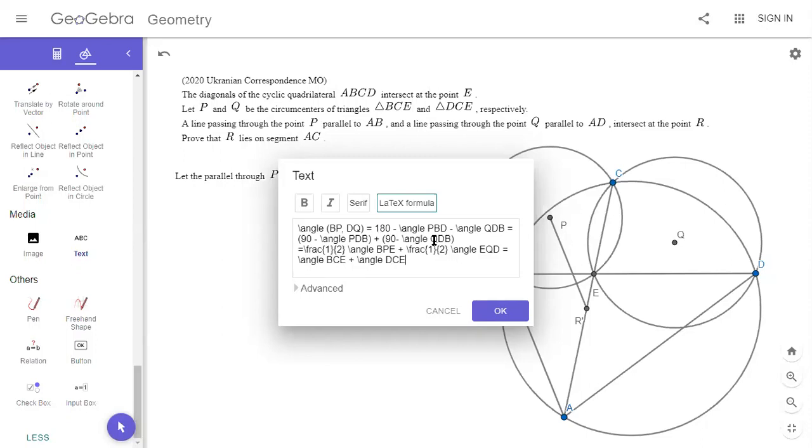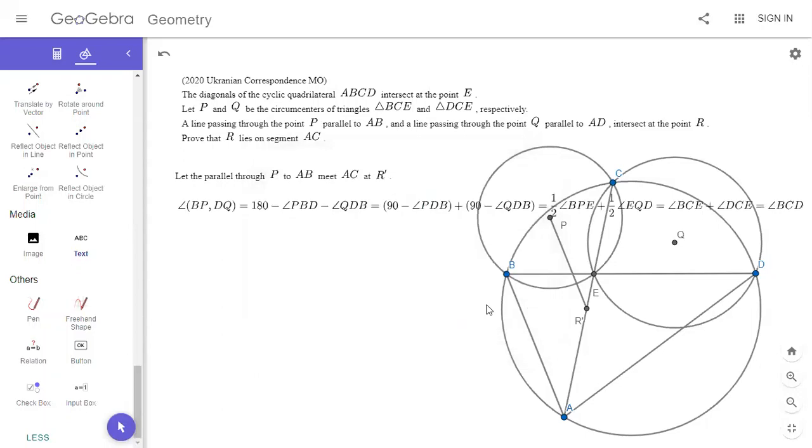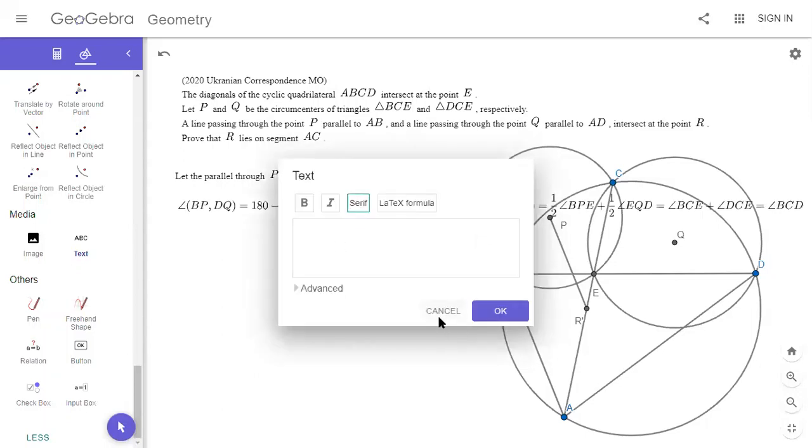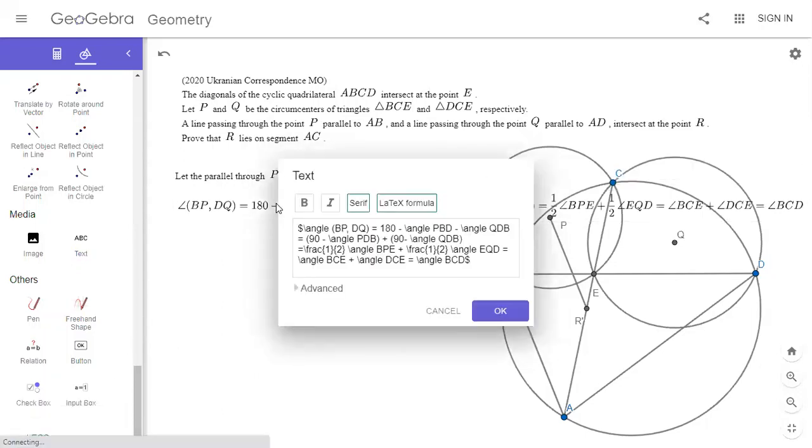Wait, where am I going with this? Yeah, okay. Which is equal to angle BCD. So basically, this whole angle chase, whoa, that was all in one line. Let's hope I can separate it.